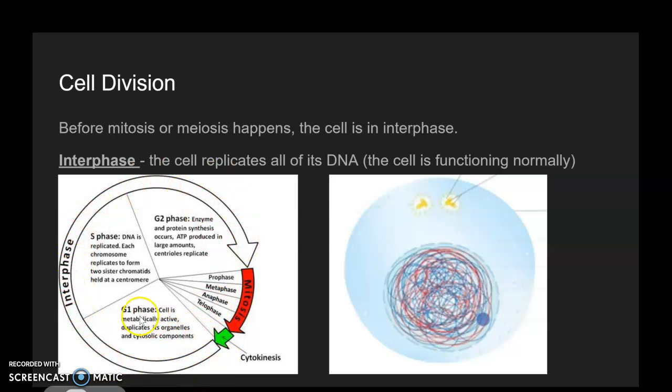So let's go through these. Interphase is split up into 3 smaller phases called the G1 phase, the S phase, and the G2 phase.